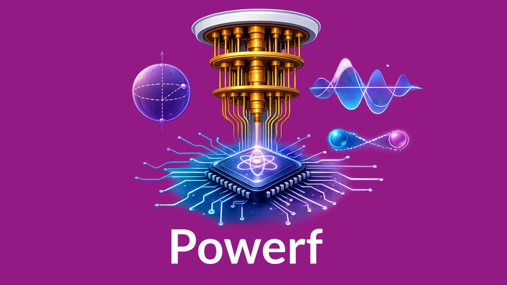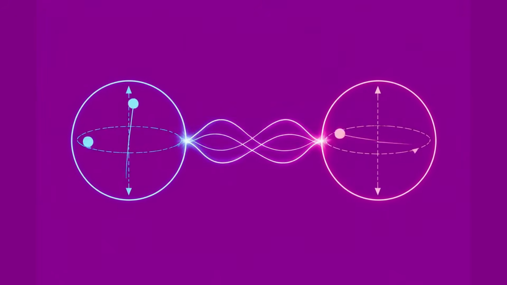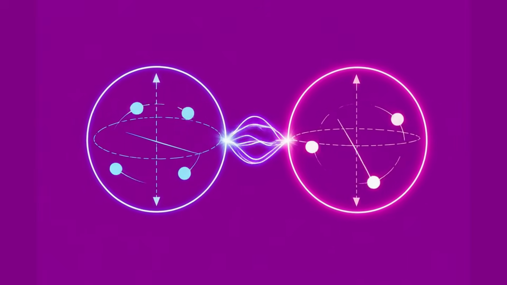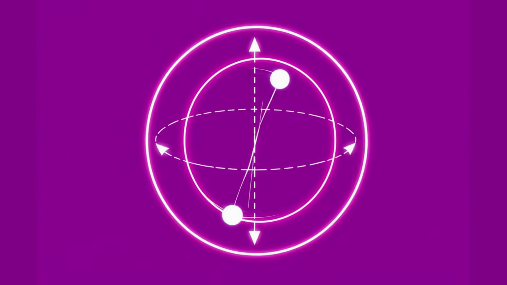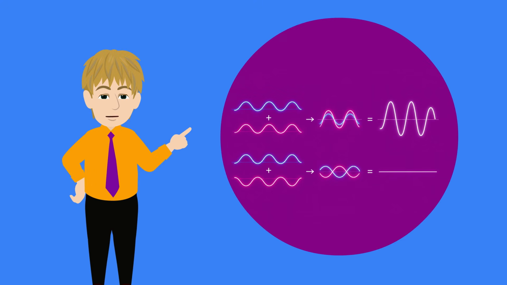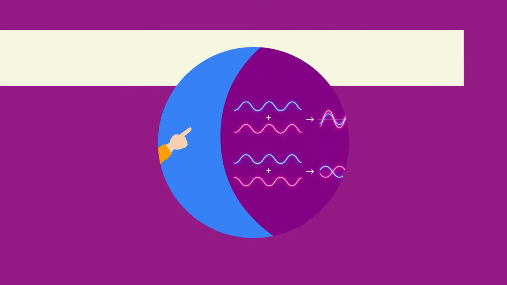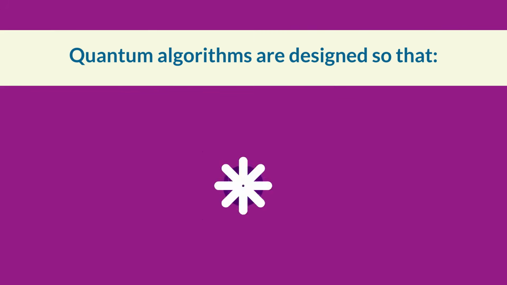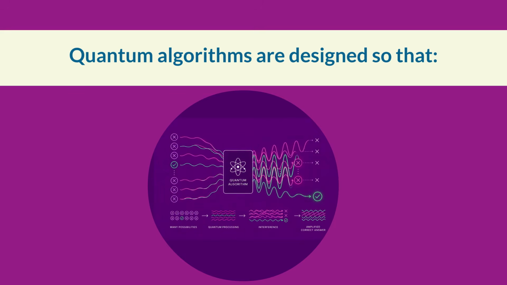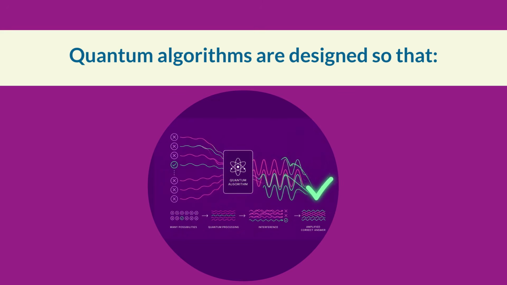This is where quantum computing becomes powerful. First, there's entanglement. Qubits can become linked together so strongly that they behave like a single system. Then comes another key idea: interference. Quantum systems behave like waves, and waves can combine. They can reinforce each other or cancel each other out. Quantum algorithms are designed so that wrong answers cancel out and the correct answer gets amplified. It's like tuning a signal until the right answer stands out clearly from the noise.